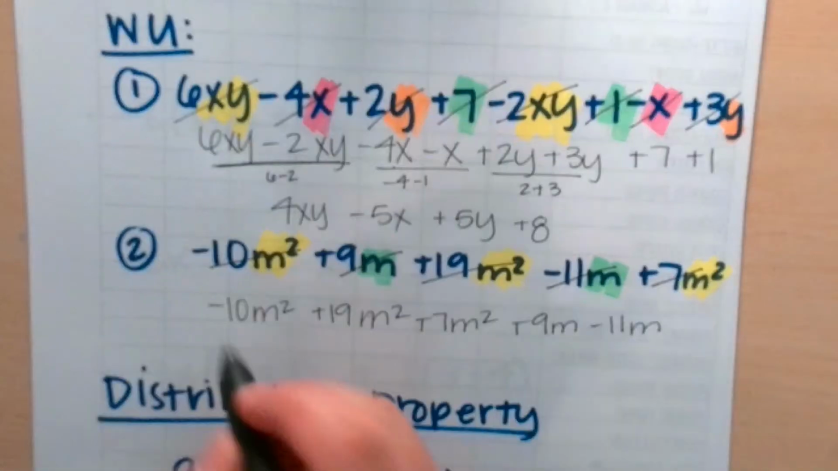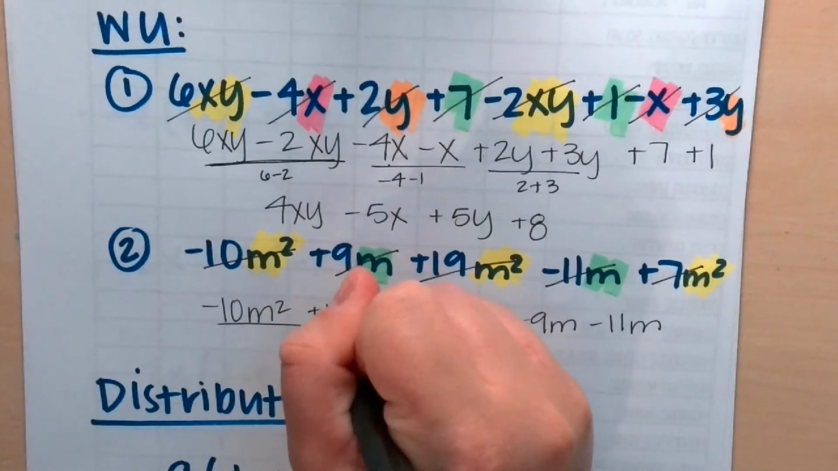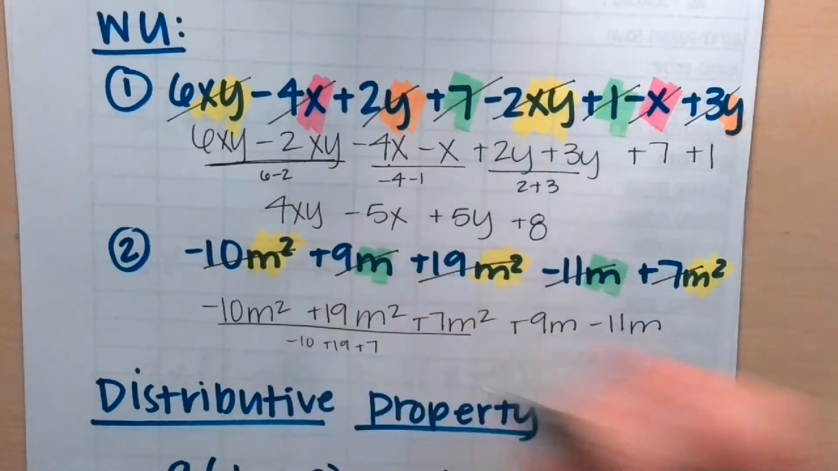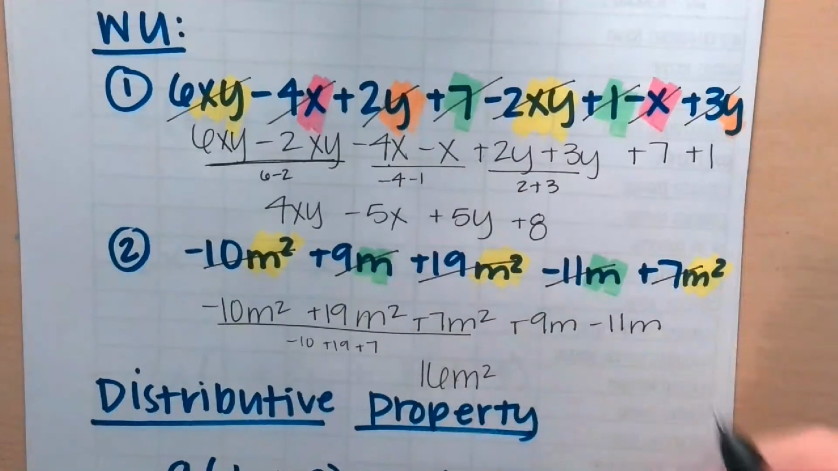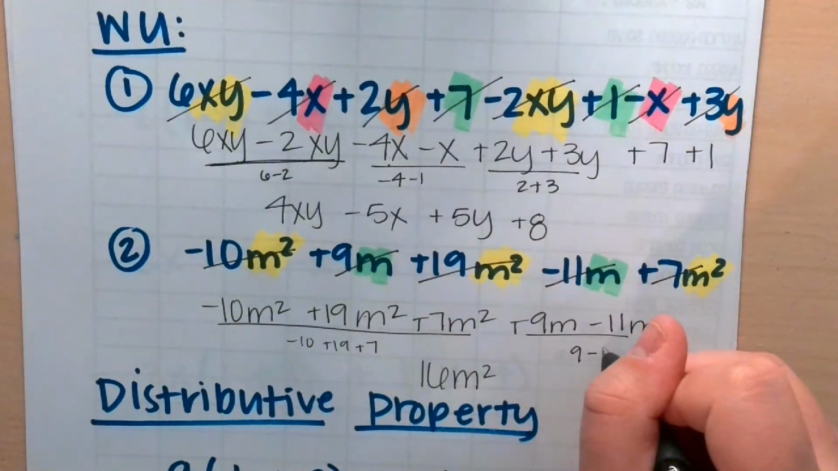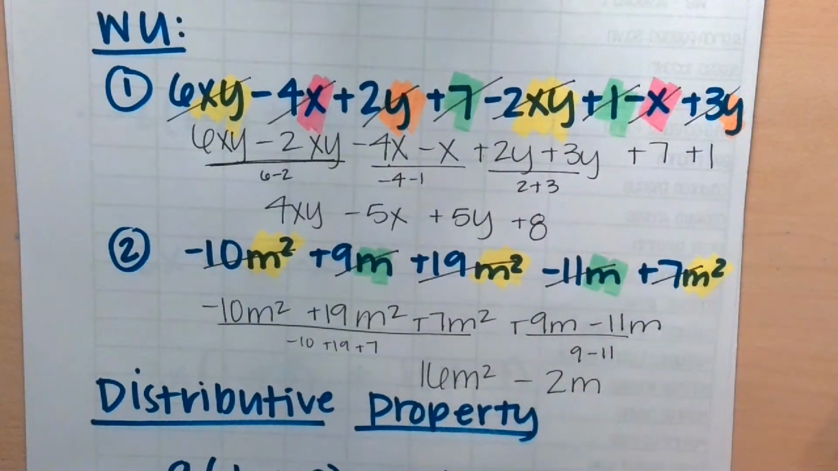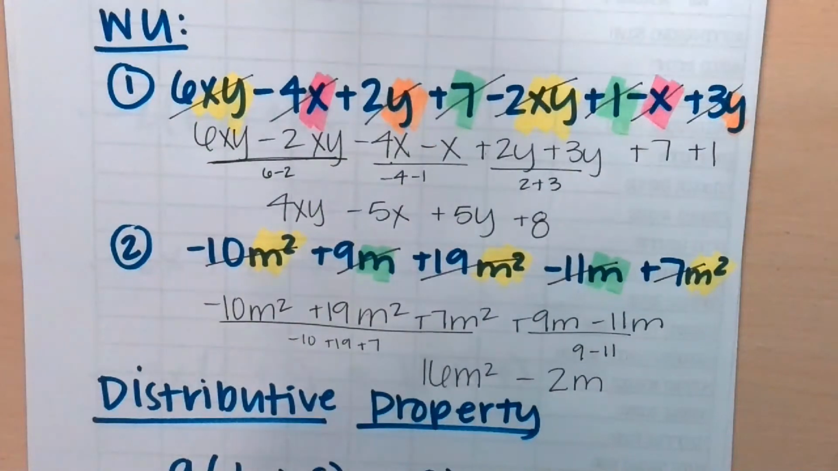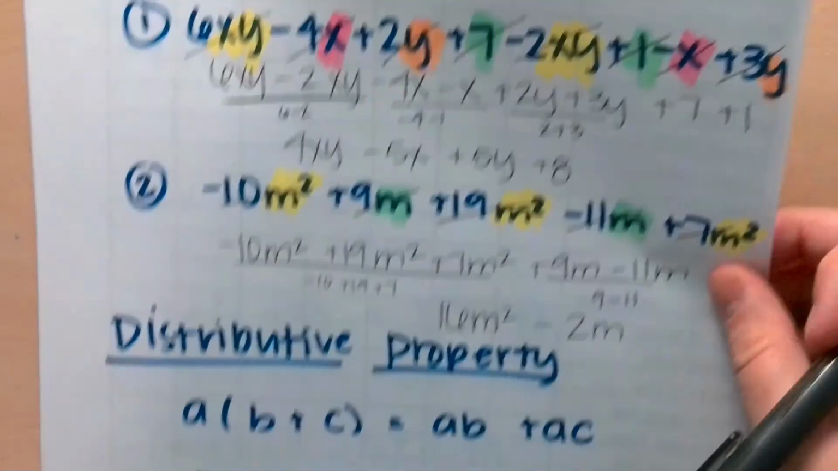And so now we have negative 10 plus 19 plus 7 is going to leave us with 16 m squared. 9 minus 11 gives us minus 2m. Okay? So that's a little recap on like terms. So now we're going to actually start talking about the distributive property.